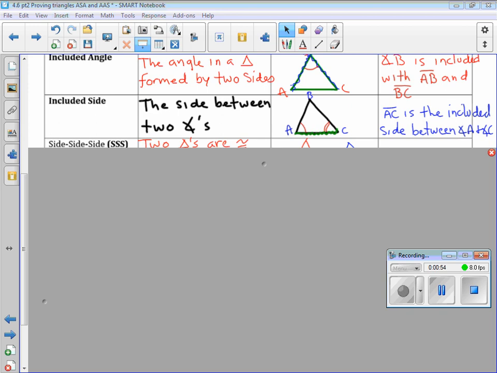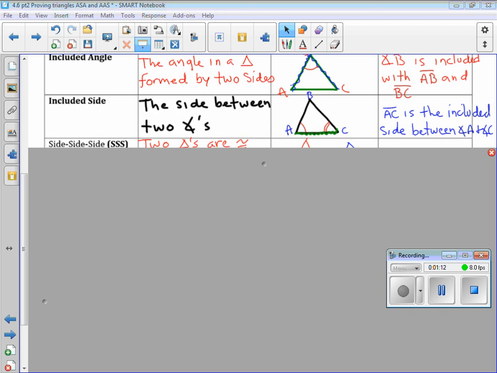So in our vocabulary list, we had included side that we skipped last time, so today we're going to fill that in. Included side is basically a side that is between two angles. We had included angle last time, which is the angle that's trapped between two sides. This time we have a side that's trapped between two angles.